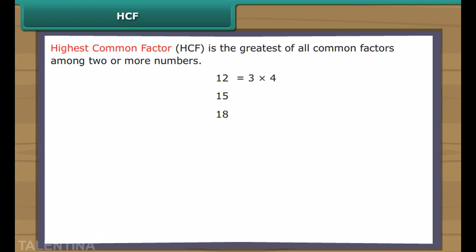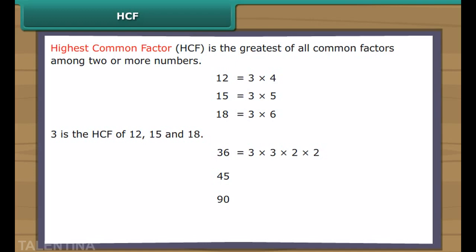12 is equal to 3 into 4, 15 is equal to 3 into 5, 18 is equal to 3 into 6. The common factor is 3. Therefore, 3 is the HCF of 12, 15 and 18. Let us now find the HCF of 36, 45 and 90 using prime factorization.